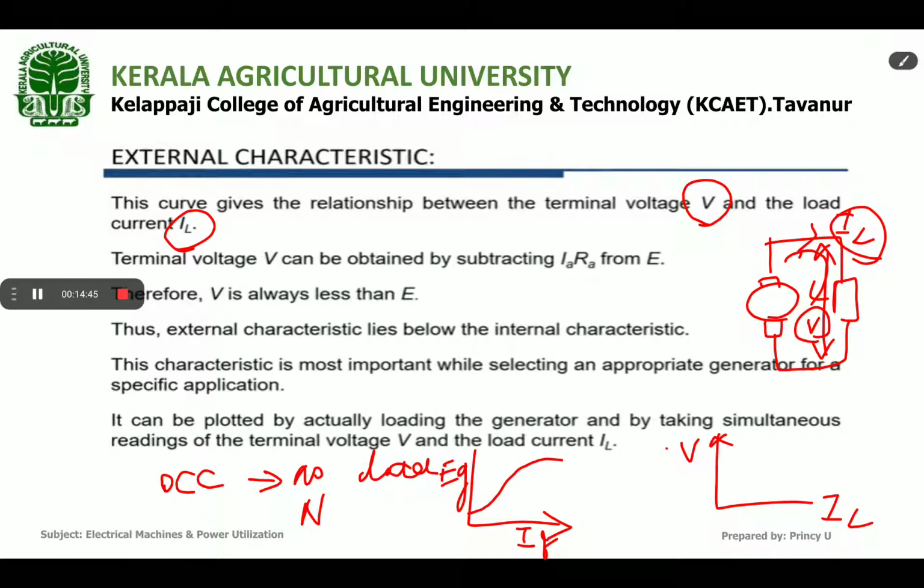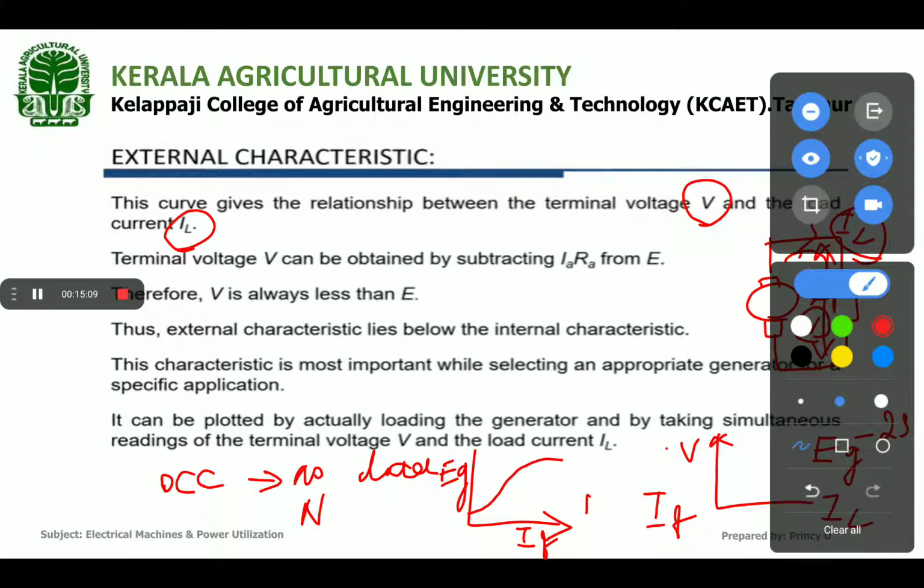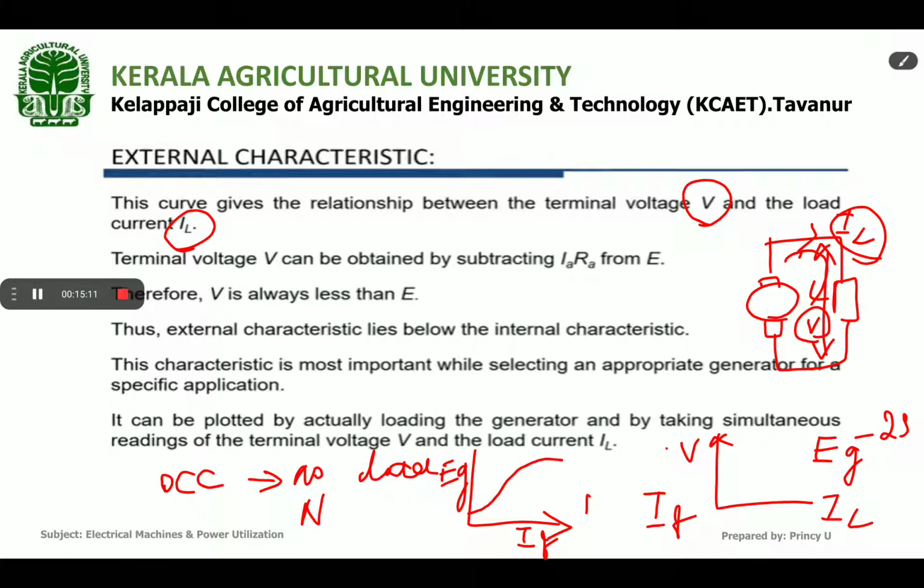But to find a load characteristic, first we keep the field current constant. IF should be constant for a load characteristic. First, we increase the field excitation to the rated flux. At rated flux, we generate EG up to a constant value. Rather, we increase the field excitation and set EG to 230 volts.